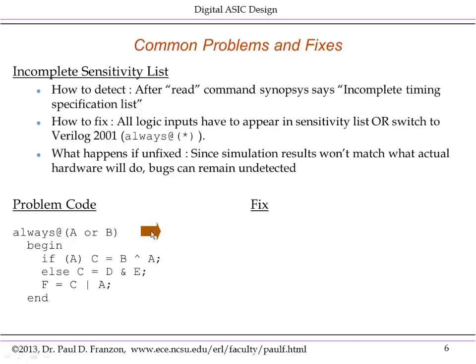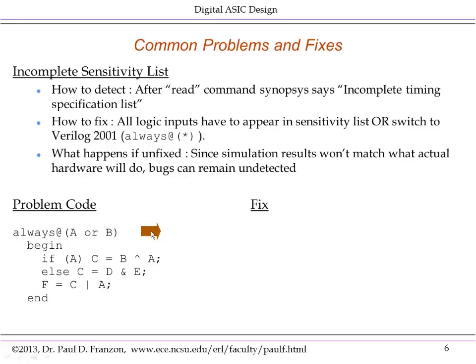Look at the logic on the left here. Does this logic get triggered if D changes? No, it doesn't. So D is a logical input to this combinational logic block, but this simulation won't behave correctly if D changes. Thus, you have a bug in the design.